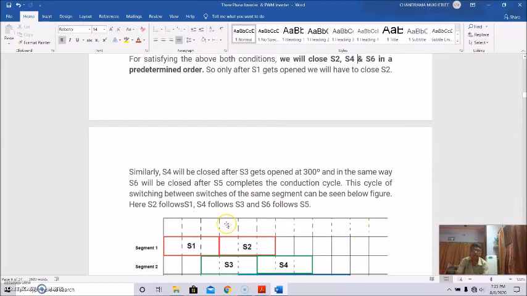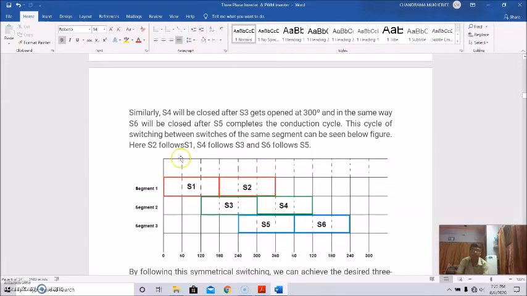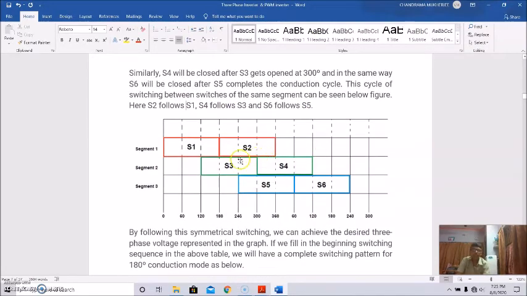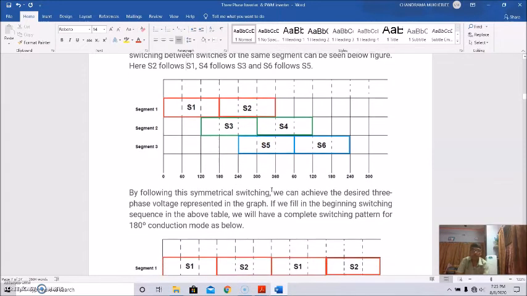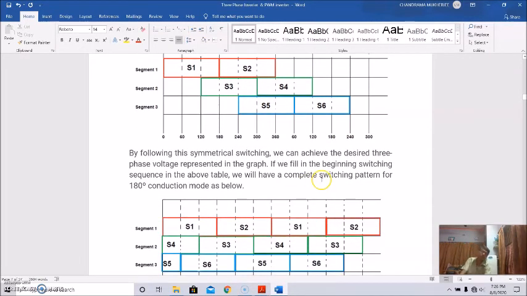So this cycle of switching between the switches of the same segment can be given below. Here S2 follows S1, and S4 follows S3, and S6 follows S5. So this is the case for segment 1: S2 follows S1; S4 follows S3 in segment 2; and S6 follows S5 in segment 3. By following this symmetrical switching, we can achieve the desired three-phase voltage reflected in the graph.